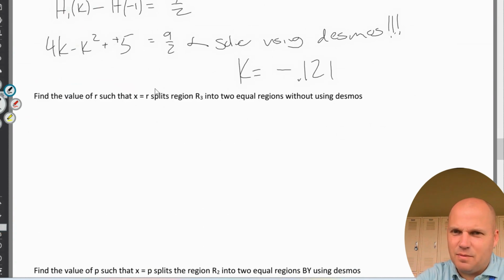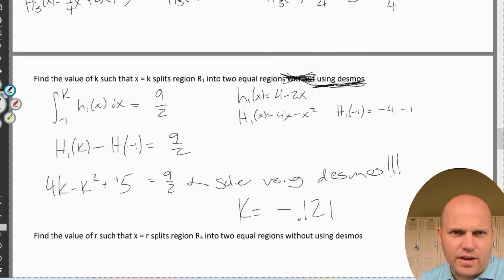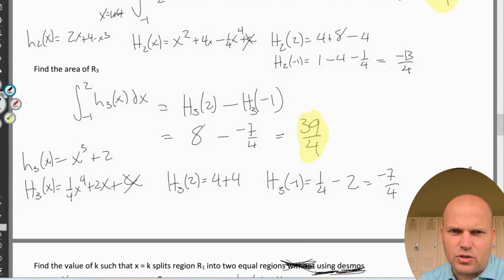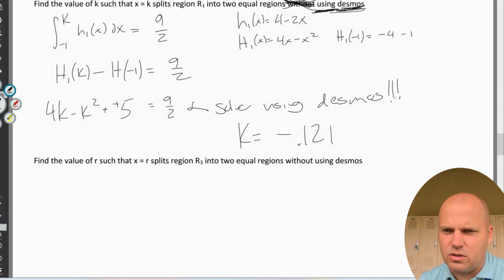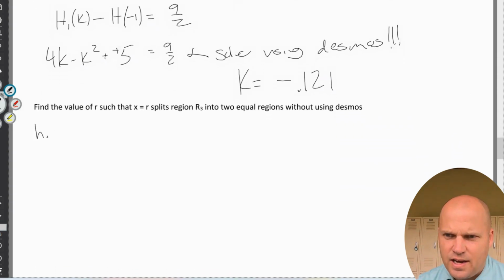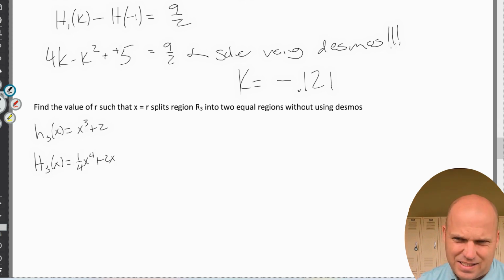Region 3. Apparently, I'm not supposed to use Desmos. Let's see. We have the area is 39 fourths. We have h is x cubed plus 2. Let's write all this stuff down. h3 was x cubed plus 2. Super h3 is 1/4 x to the fourth plus 2x plus c. This is not going to work. We'll have to do that.